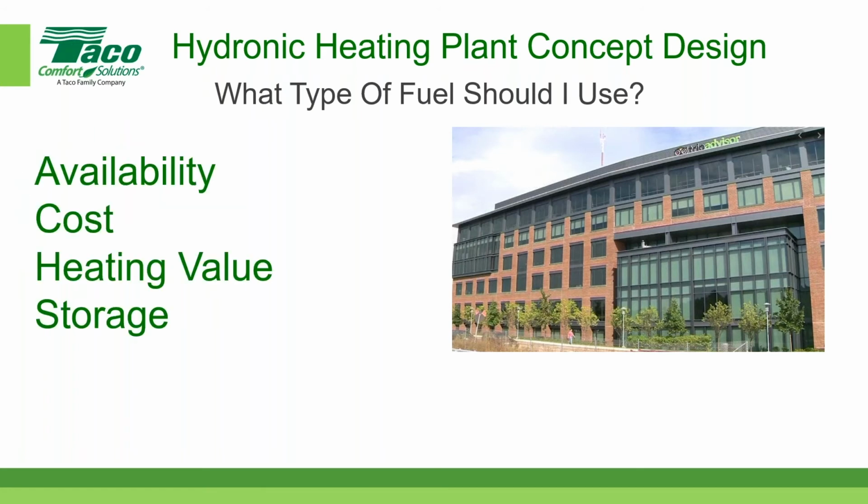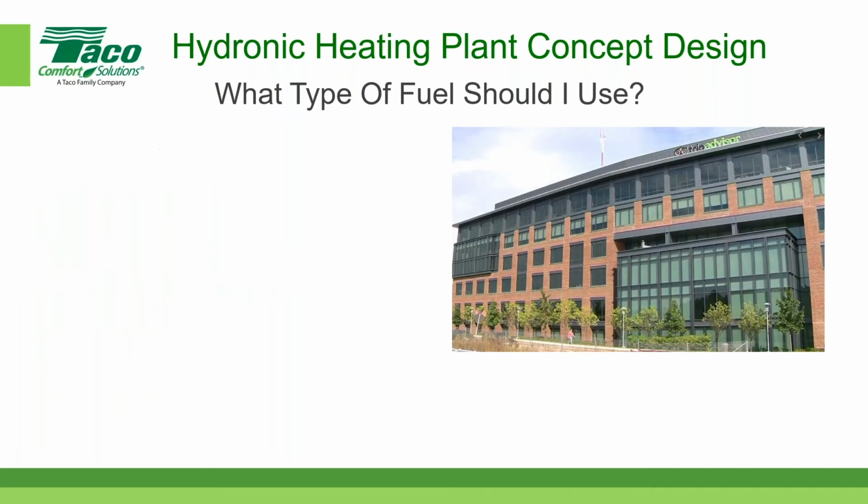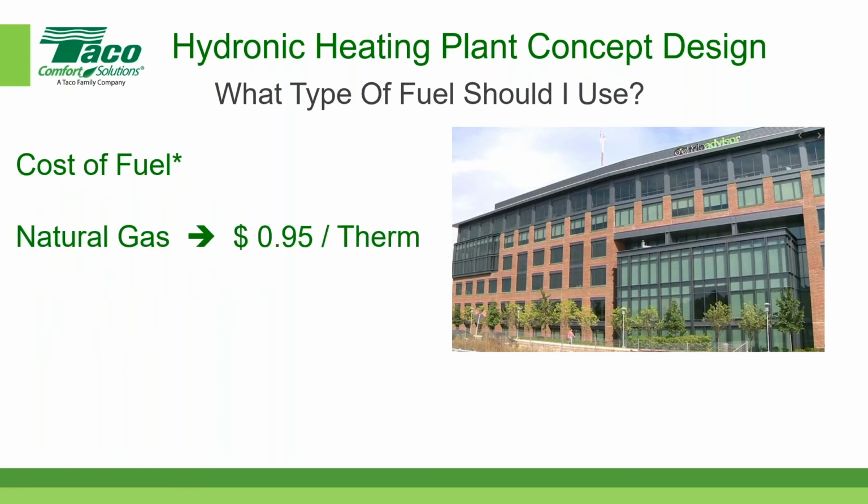The second thing is cost. So we talked about availability. Let's talk a little bit about cost. Turns out that I did some checking this week, and natural gas in Massachusetts is about 95 cents per therm. And a therm is equal to 100,000 BTUs. And we'll see the heating values of these fuels in a moment.